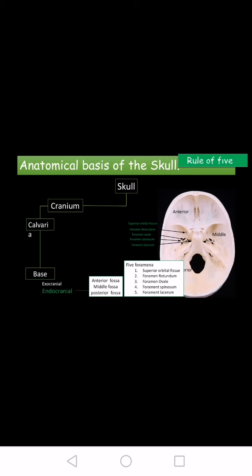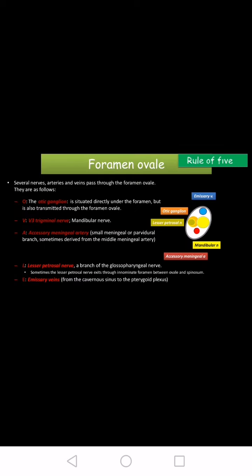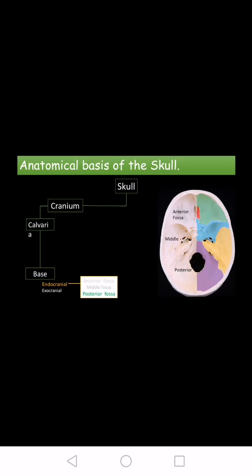There are four foramina that are important: rotundum, superior orbital fissure, we talked about already, lacerum, ovale, and spinosum. Ovale has five components. Ovale stands for otic ganglion, V3, accessory meningeal artery, lesser petrosal nerve, and emissary vein.